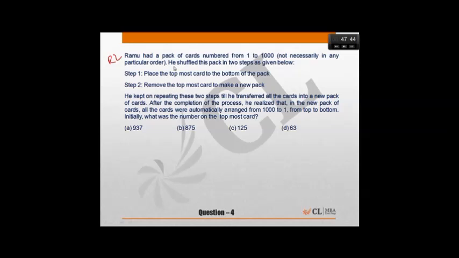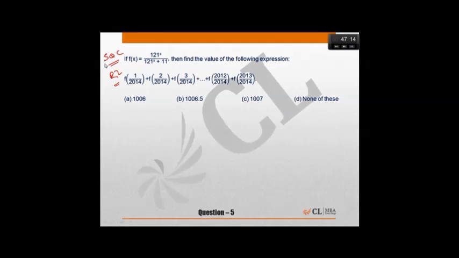Let me look at question 4. From 1 to 1000. He shuffled this pack in 2 steps: placed the topmost card to the bottom of the pack, removed the topmost card to make a new pack. He kept on repeating these 2 steps till he transferred all the cards into a new pack. After completion of the process, he realized that in the new pack all the cards were automatically arranged from 1000 to 1, from top to bottom. Initially, what is the number on the topmost card? Not worth attempting for me. I'll just skip this question.